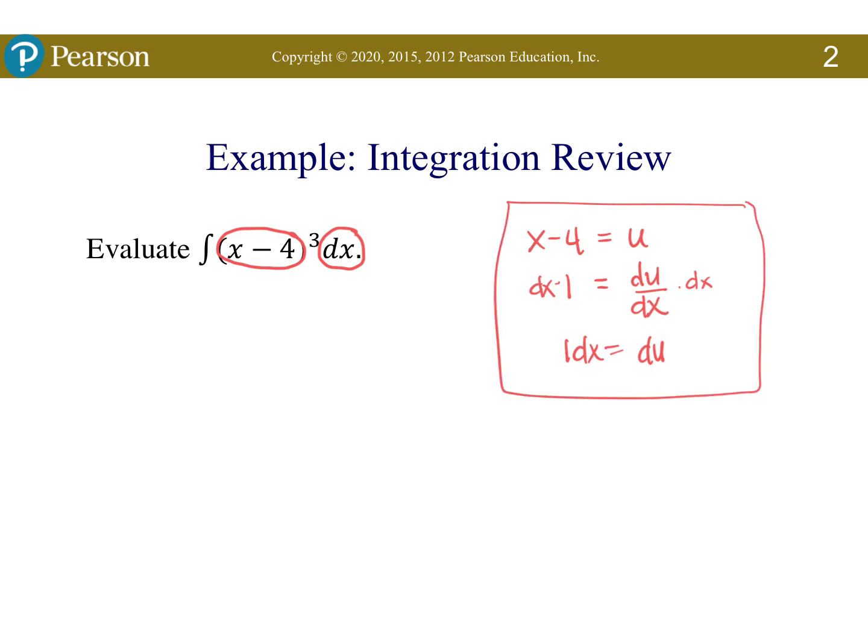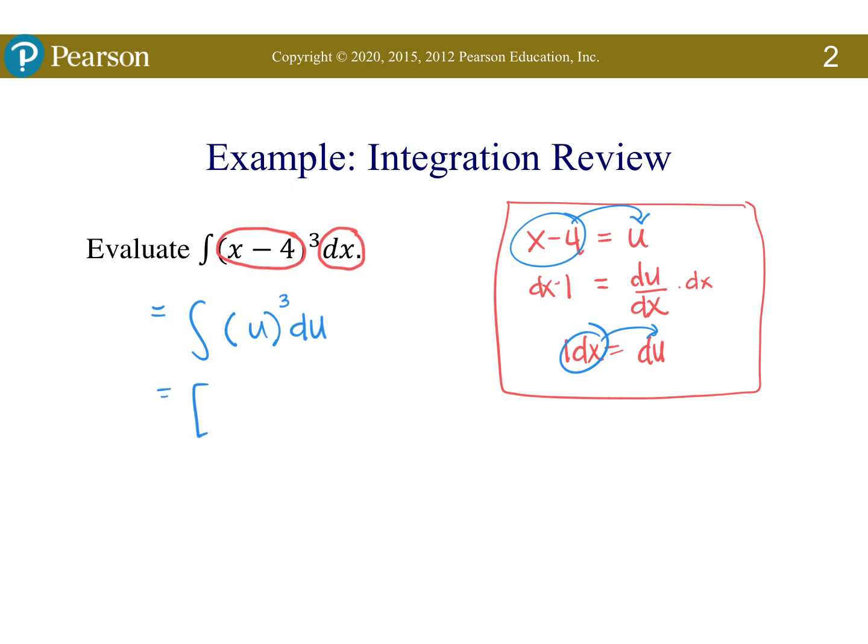You go back to your integral and you change what was in the parentheses, which was x minus 4. We are going to change x minus 4 into u. Still has the cube on it. We are going to change dx into du. So I end up with the integral is now u cubed du.